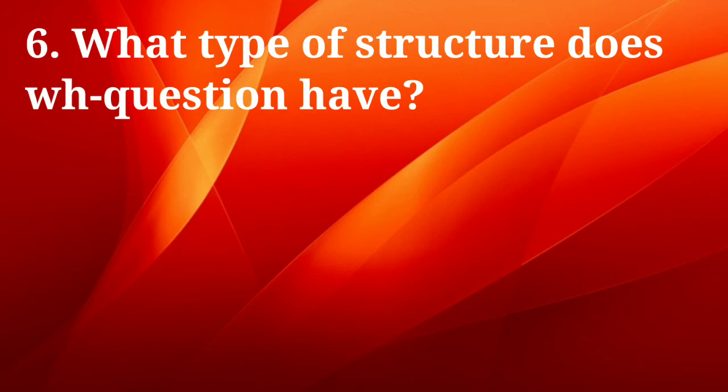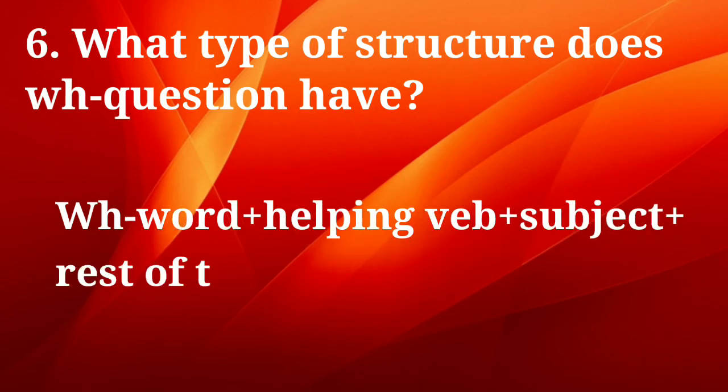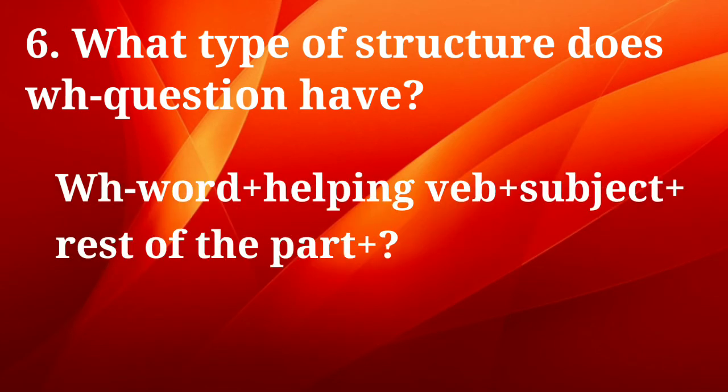Students, we first concentrate on the underlined part in the sentence. After identifying the underlined part, we select the correct WH word. WH word is followed by the helping verb as per the tense of the original sentence. Then the helping verb is followed by the subject of the sentence. Then we write the rest of the part of the sentence in the question.